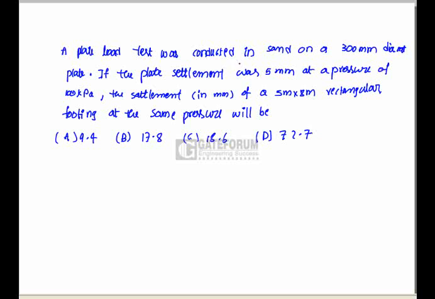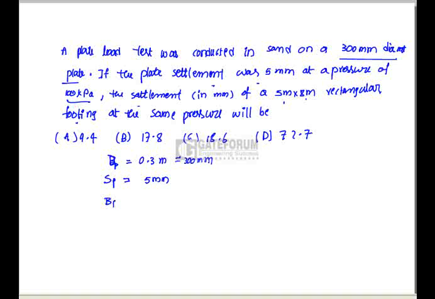A plate load test was conducted in sand on a 300 diameter plate. The diameter of the plate we can say is 0.3 meter, that is equal to 300 that was given. The plate settlement SP is 5 mm at a pressure of 100 kPa. For a 5 by 8 meter rectangular footing, the width of the footing BF is equal to 5 meter, that is equal to 5000 mm, at the same pressure. We have to find out the settlement of the footing.